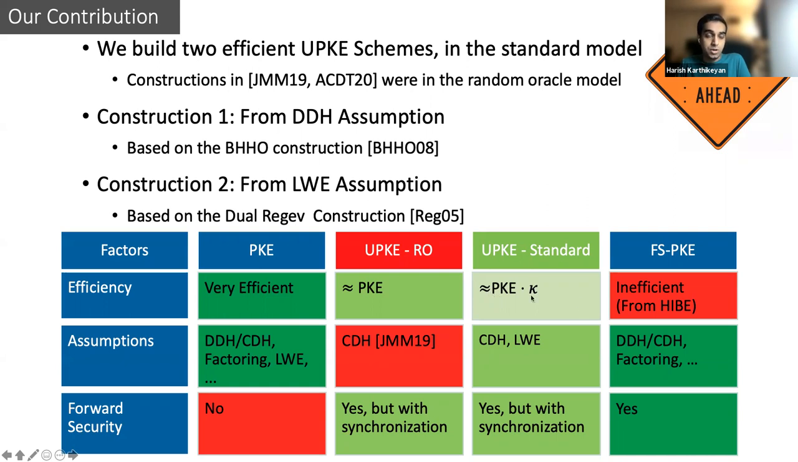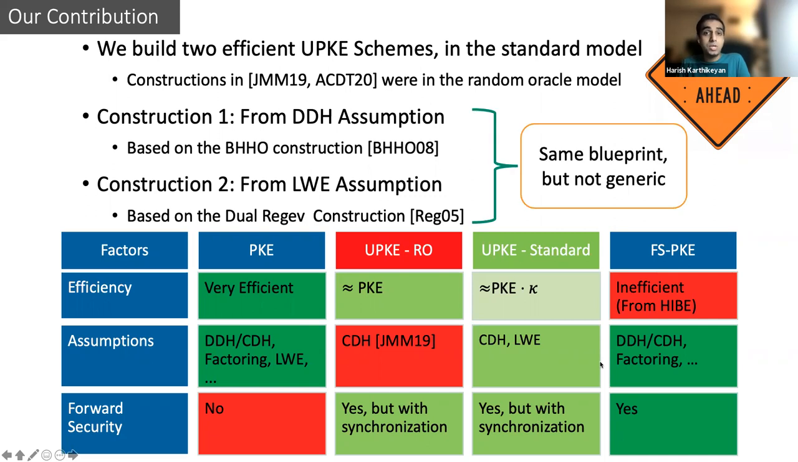We inherit a security parameter loss in efficiency, though. But it still seems to be better than FSPK constructions from similar assumptions. And one key thing to note is that we have identified a similar blueprint, even though we don't have a generic construction yet. And that seems to be an inherent limitation in trying to come up with a generic construction, because of the way each construction treats how the update happens and the assumptions for the homomorphism that we need.